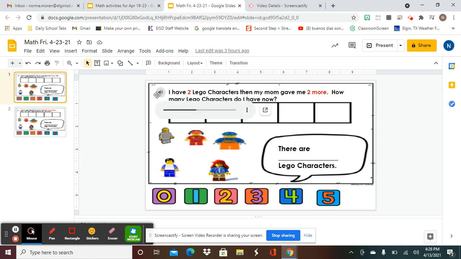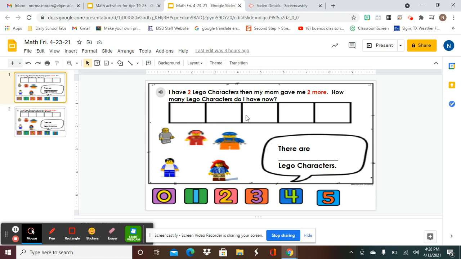Okay? Remember, up here is your word problem. You can always click around here, and then you can push play, and then I'll read it for you out loud at home, okay? This is our 5 frame that we're using today, and our objects are going to be little Lego characters today, and you should only put 1 per square, okay? It should not be 2 in each square.